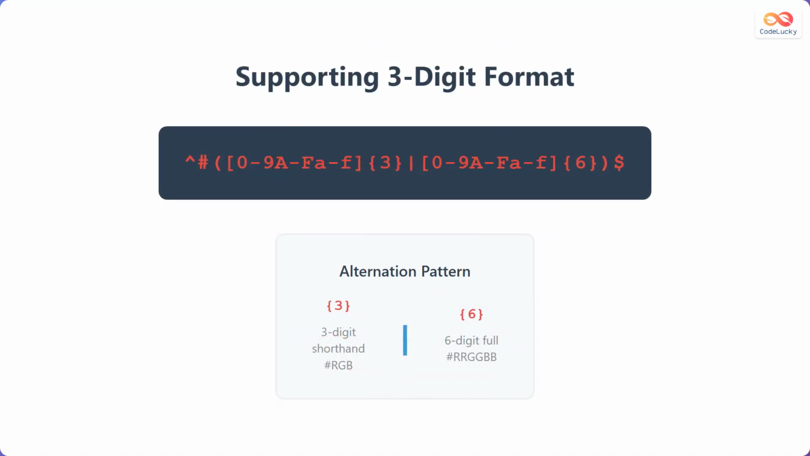To support the 3-digit format, we can use the following regular expression: ^#([0-9A-Fa-f]{3}|[0-9A-Fa-f]{6})$. This pattern uses alternation to match either 3 or 6 hexadecimal characters. {3} indicates the 3-digit shorthand format, #RGB. {6} indicates the 6-digit full format, #RRGGBB.